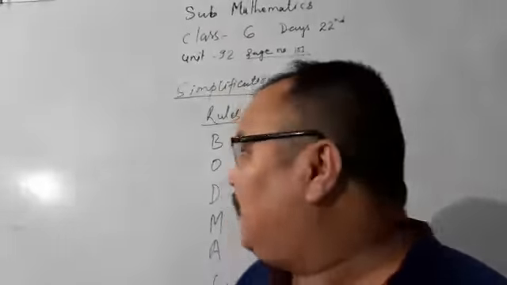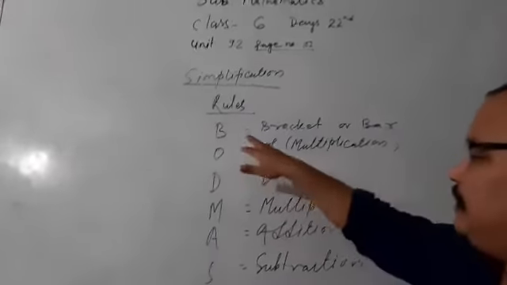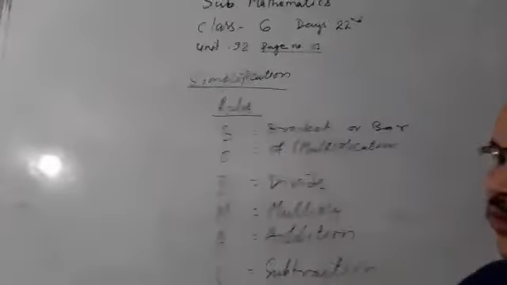Let me revise it again. The rule of simplification is BODMAS. BODMAS means B is bracket or bar. There are three kinds of brackets: small brackets, curly brackets, and big brackets.